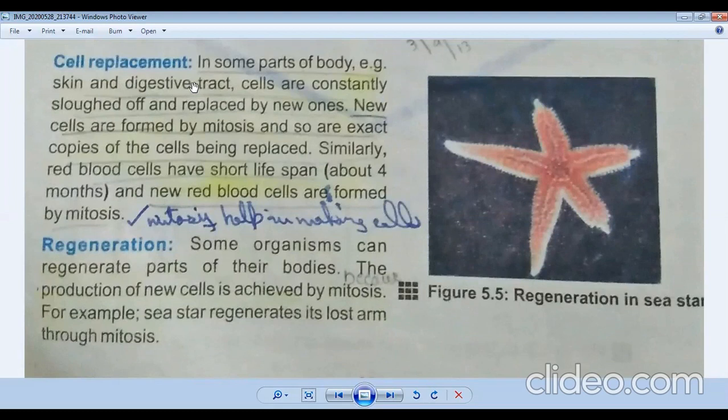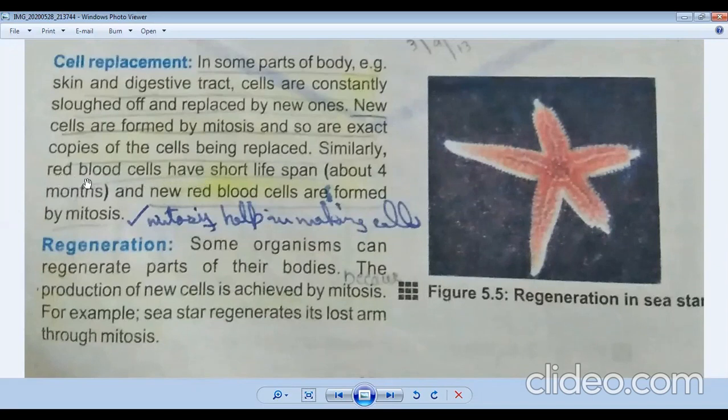So when there is cell replacement, when there is mitosis happening in the body, dead cells will be removed and new cells will be exact copies of the old cells. Similarly, you can see another example in your book.